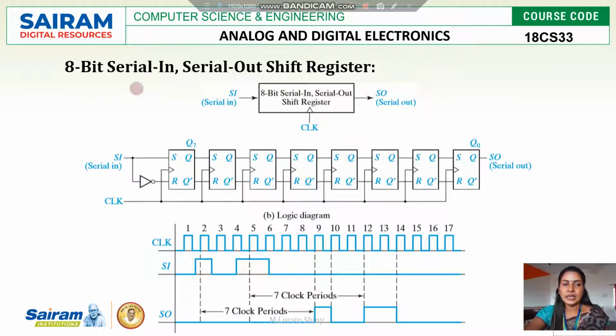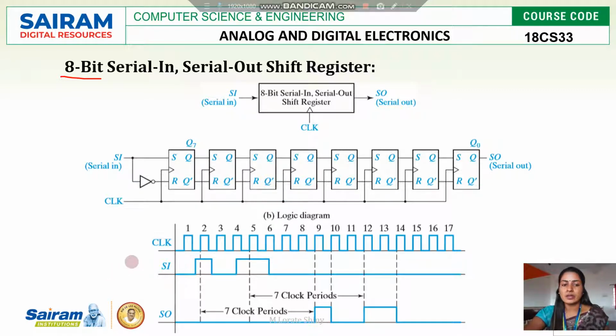Next, another one, 8-bit serial in serial out shift register. This is the symbol of the 8-bit serial in serial out register. This is the register diagram. So 8 flip-flops we have to connect. Serial in, serial out signal, then clock signal. A common clock is given to all the flip-flops. SR flip-flop is used here.